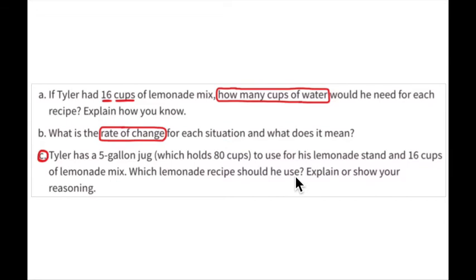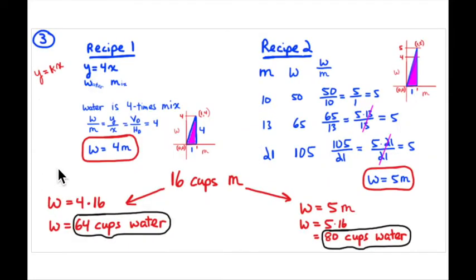So how many cups of water would you need for 16 cups of mix? And then the rate of change. For 1 cup or 1 unit of mix, how much is the water changing? And we'll come back to see in a few moments.